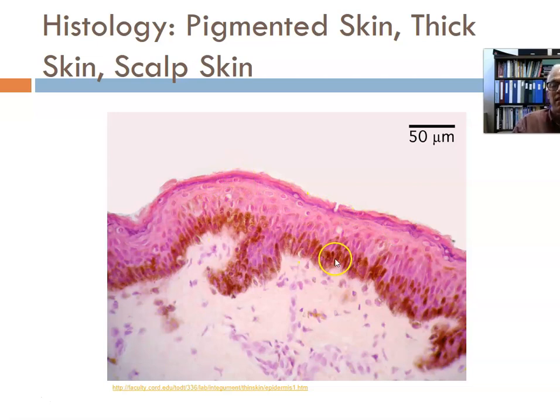The basal layer has lots of melanocytes. This would be very rich brown skin, and those melanocytes are producing the melanin and then passing it around to all the keratinocytes in the basal layer and in the spinous layer and so forth.